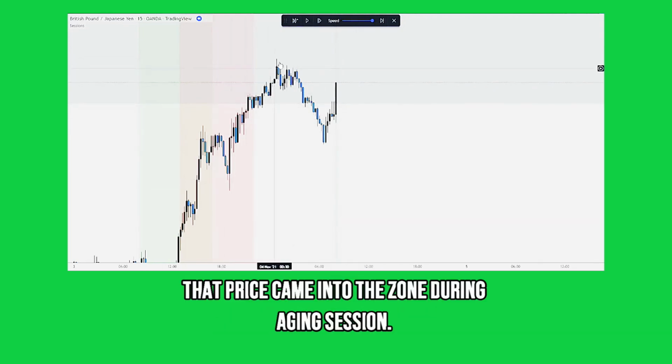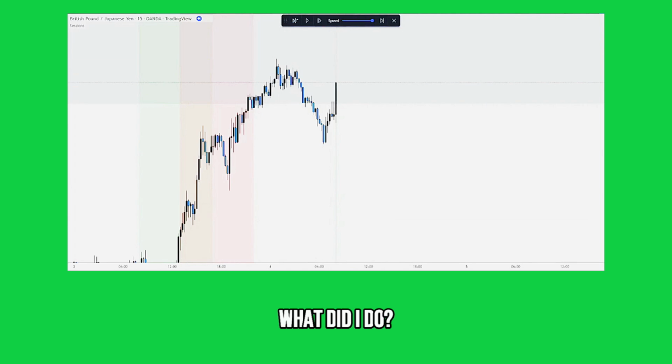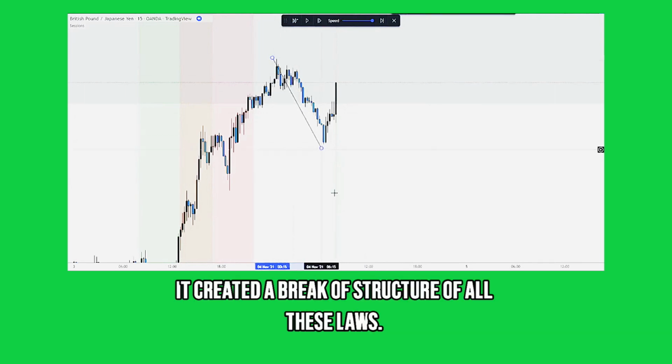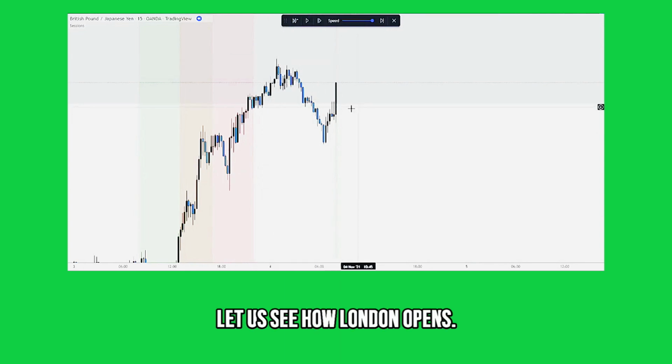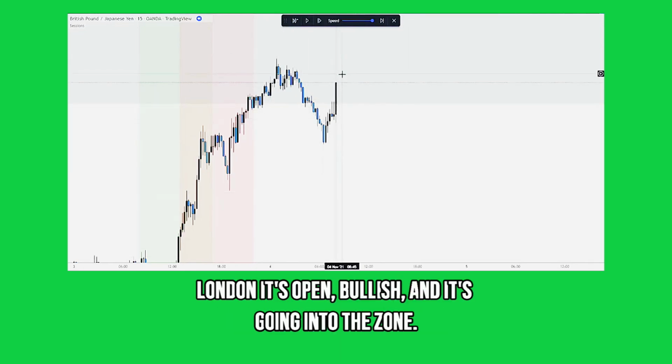We see that price came into the zone during Asian session. What did it do? It created a break of structure of all these lows. All right, this means something. This means there's already a first reaction. Let us see how London opens. London is opening bullish and is going into the zone.